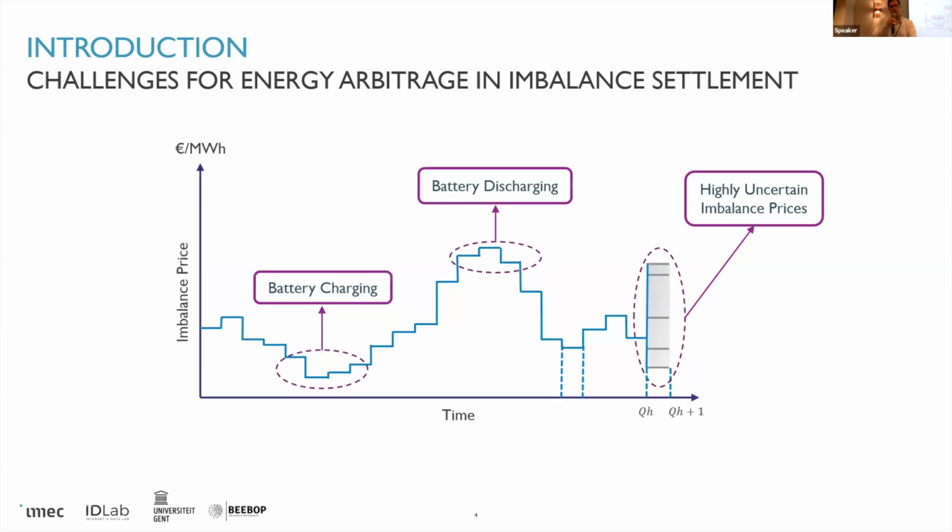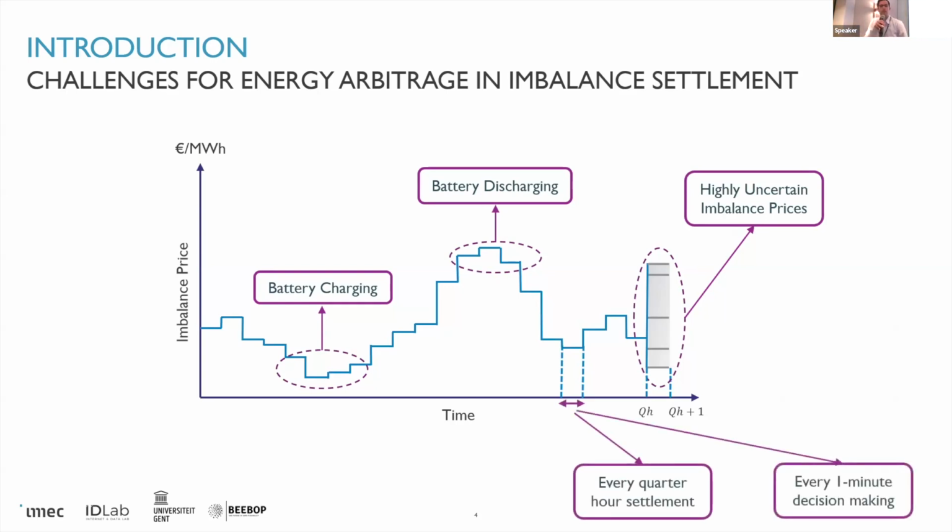The next thing is that the settlement happens every quarter hour. So BRPs need to always keep an eye on the imbalance price and the current situation of the market, and quickly change their action every minute or every 2 minutes, on a minute-level basis, to make sure they are going in the right direction of the market, making money out of it and helping the grid as well.